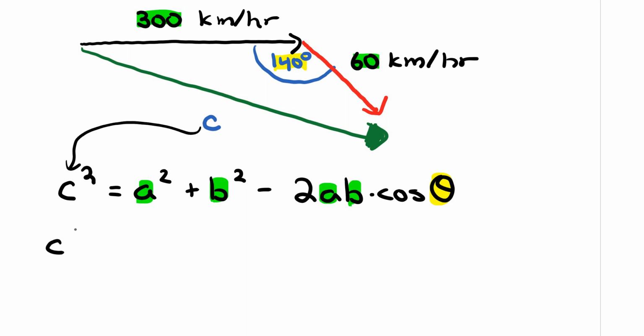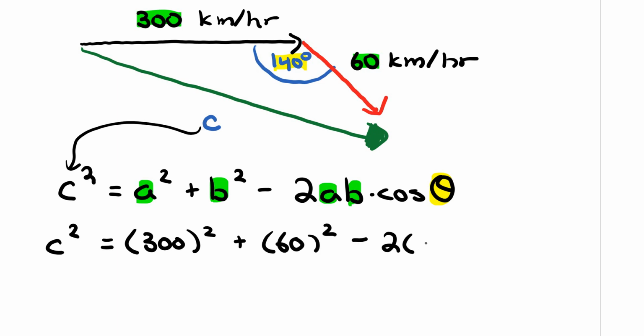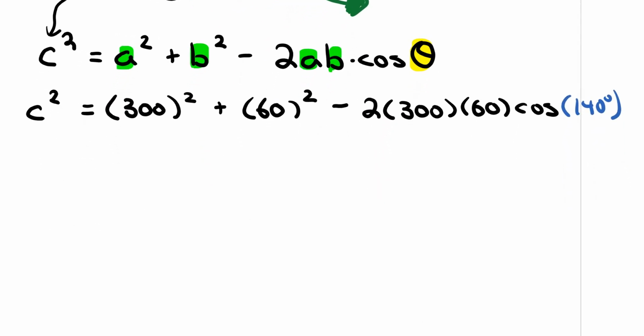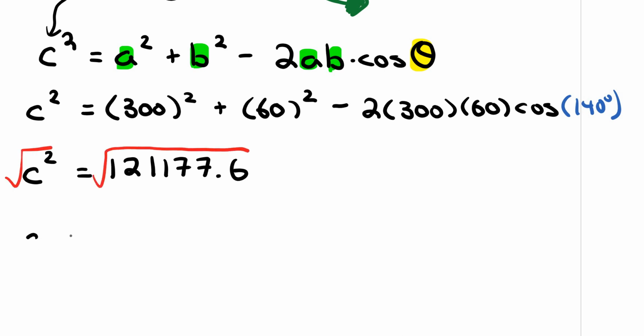If I insert the numbers into the cosine law here, this will be 300 squared plus 60 squared minus 2 times 300 times 60 times cos of the angle, and the angle here is 140 degrees. From here on, it's really a lot of calculator work. So c squared would equal roughly 121,177.6.